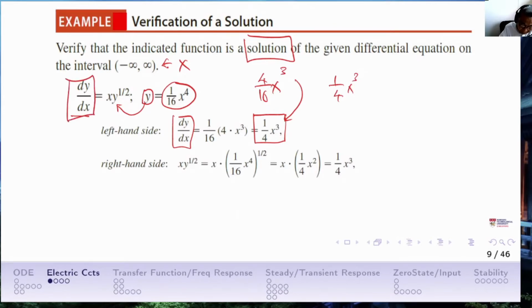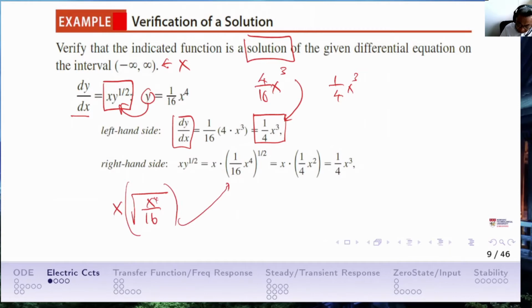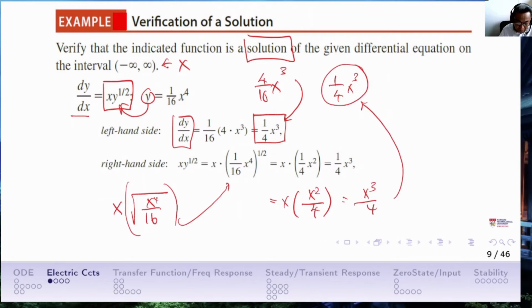What about the other side? So we plug in y into here, so it's x, and then we have the square root of x to the 4 over 16. We can take the square root, so x to the 4 becomes x squared, 16 becomes 4. And then we multiply, and we see that, okay, the left hand side equals the right hand side. Therefore, the solution is correct.